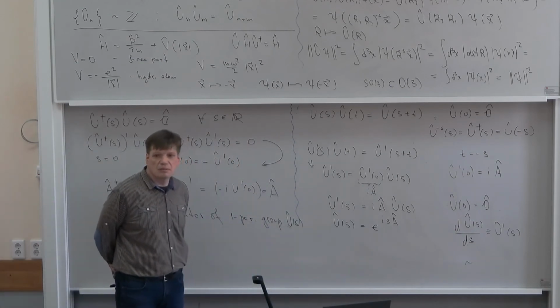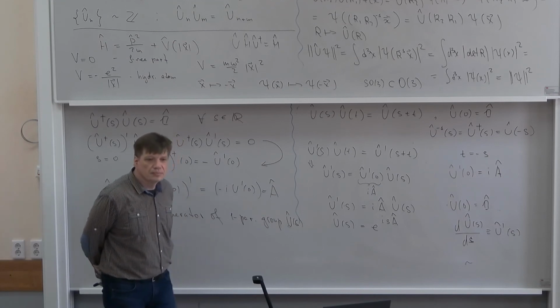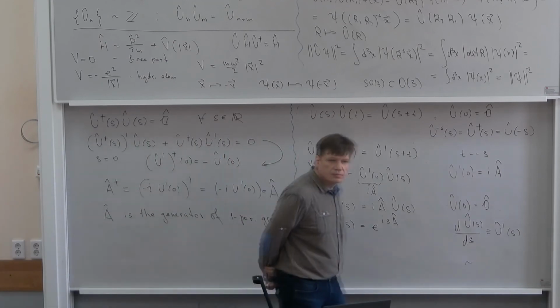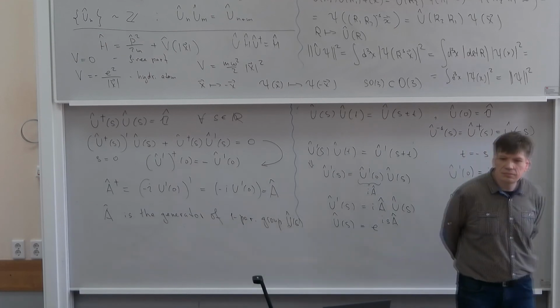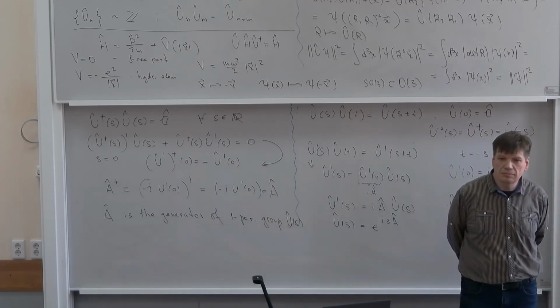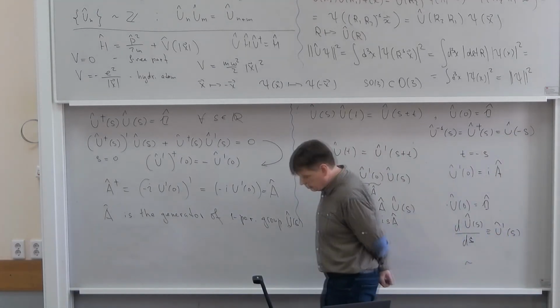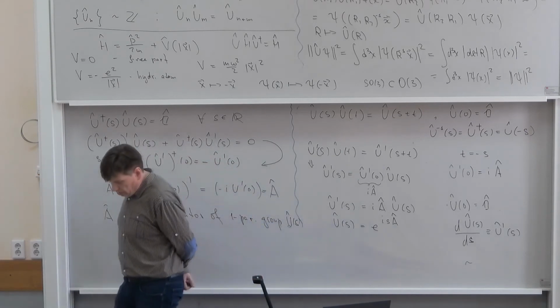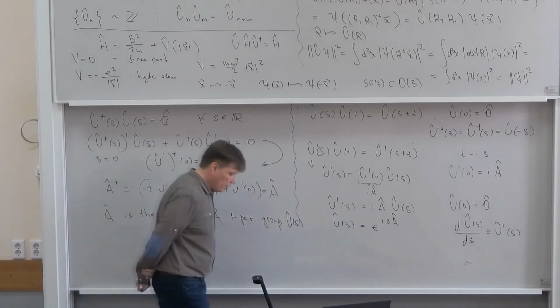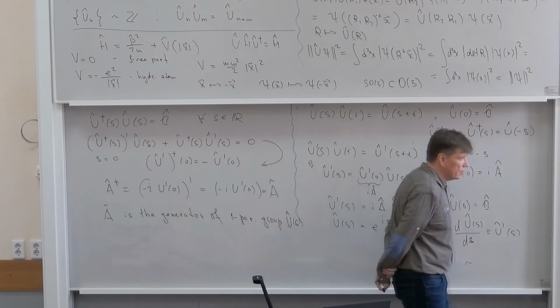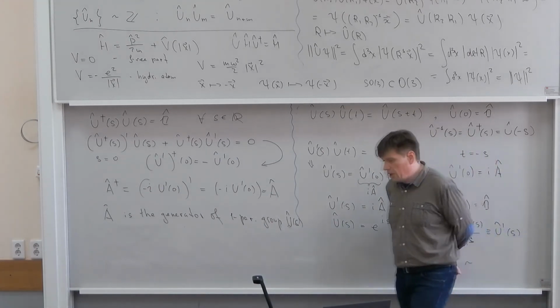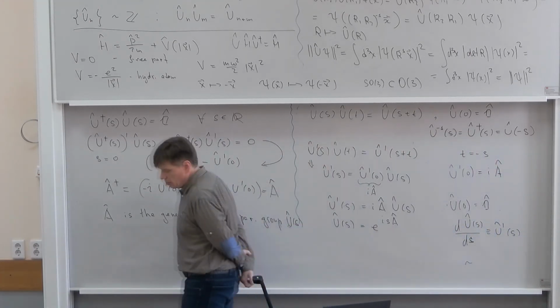Any questions, please? For Lie groups, we have Noether's theorem in quantum mechanics, do I correctly understand? For continuous groups, yes, we have Noether's theorem in quantum mechanics. But what about discrete symmetries? With discrete symmetries, the matter is a bit more complicated.